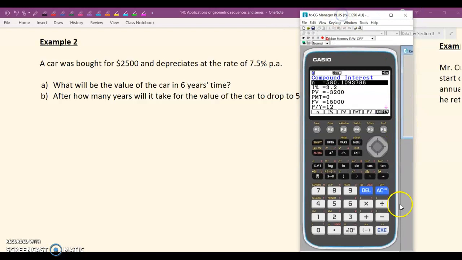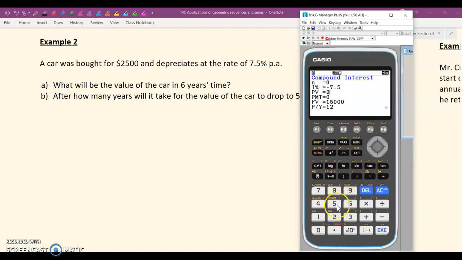So this will actually be 6 now. We're not doing anything fancy because we're not doing this on a monthly basis, it's just yearly. So n is 6. Our interest rate then is going to be 7.5, but more crucially this time, because we are depreciating, we need to write in negative 7.5 in here. Our present value, well, the car is worth $2,500.